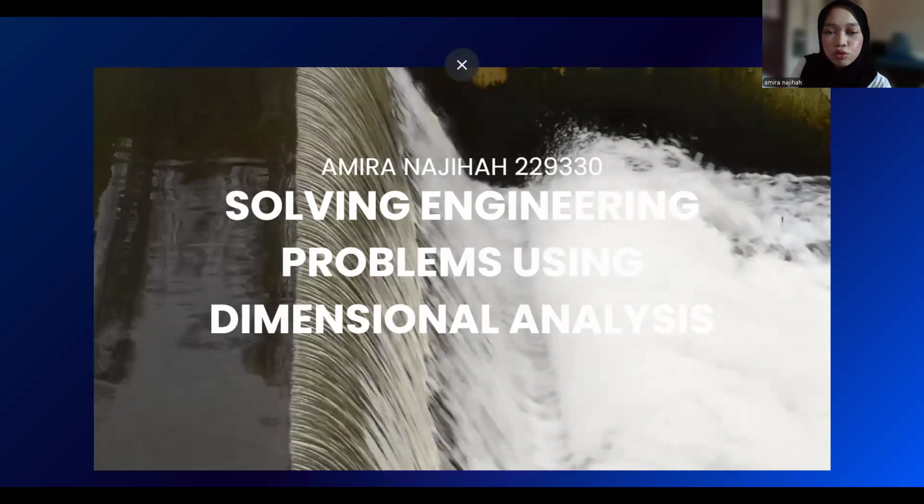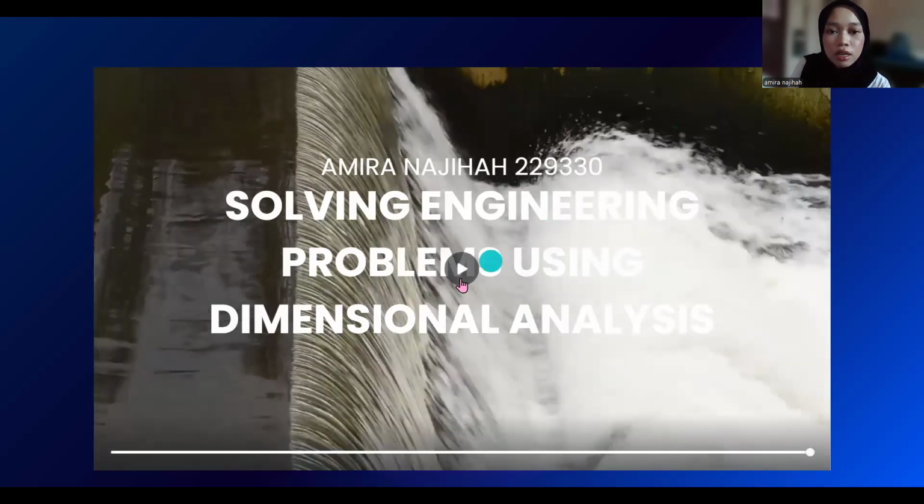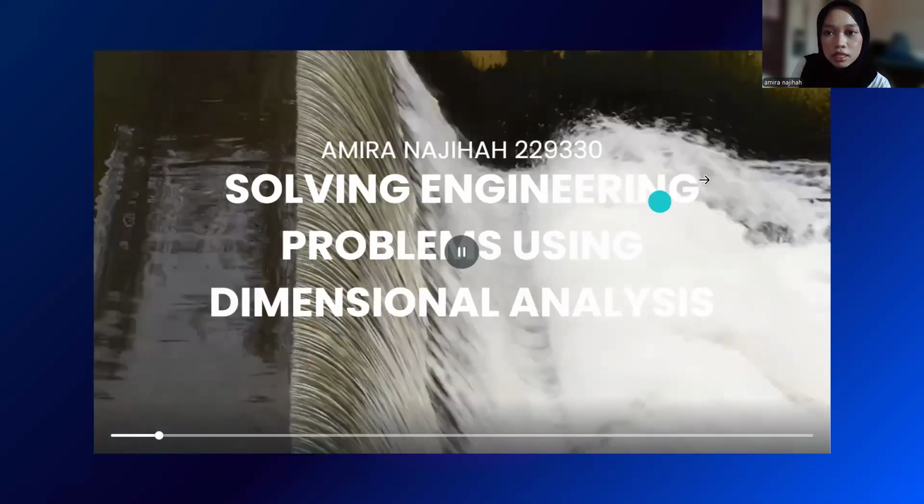My matrix number is 229330, and today I will be presenting about solving engineering problems using dimensional analysis.